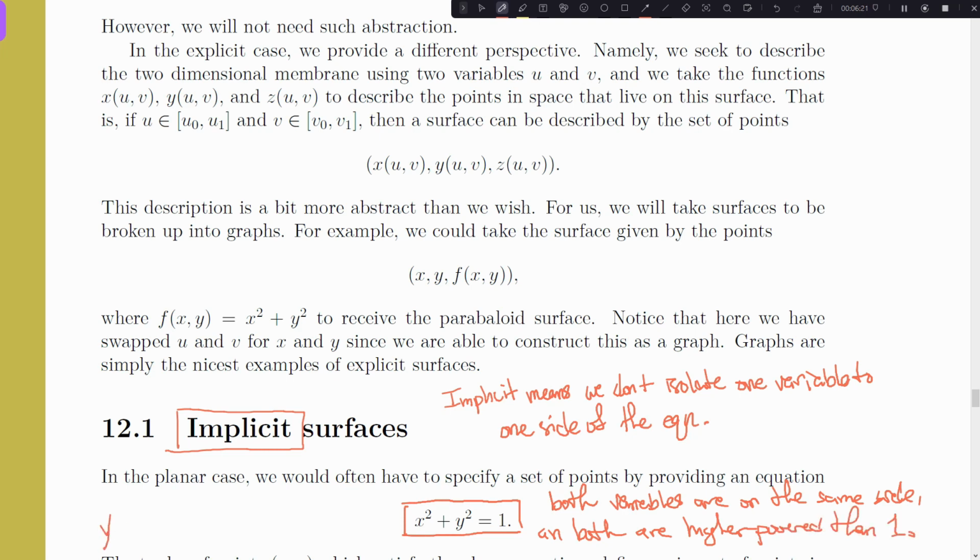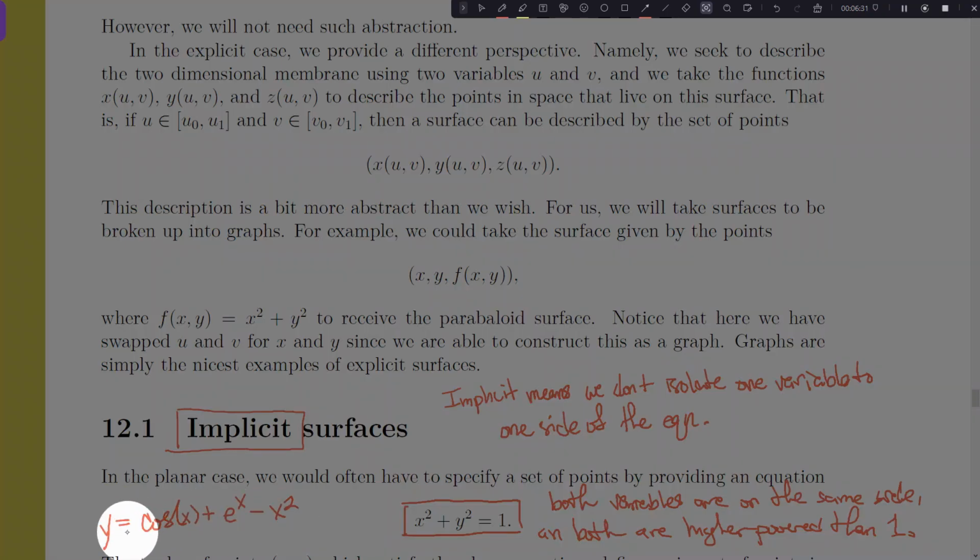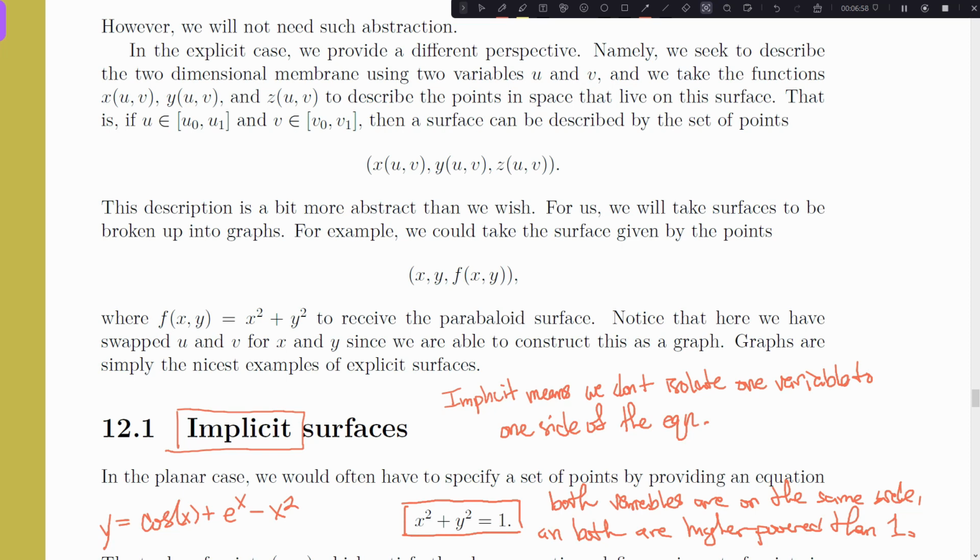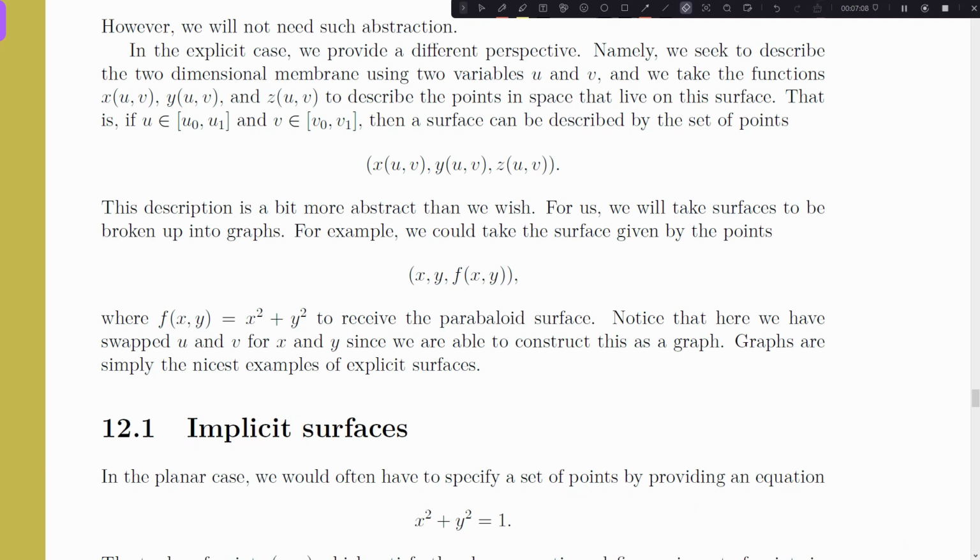Okay, so this isn't the case of y equals cosine x plus e to the x minus x squared. That would be an example of explicit because I've isolated y to the left-hand side, and I have functions of x on the right-hand side. Over here, both x and y are still sitting inside little functions, and they've both been placed on the same side of the equation. So that's the difference between implicit or explicit definition of surfaces. And it turns out that implicit surfaces are very useful because they describe a wider variety of objects than the explicit ones. So we're going to focus on those for now.